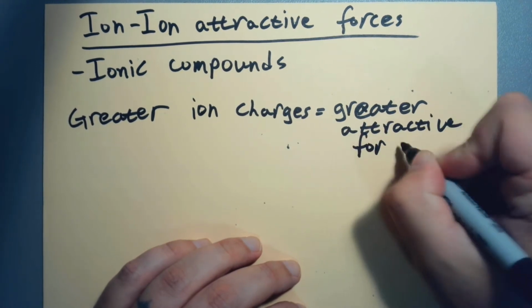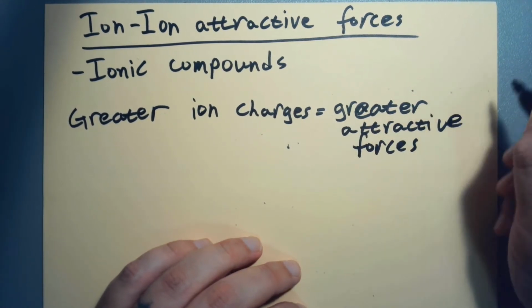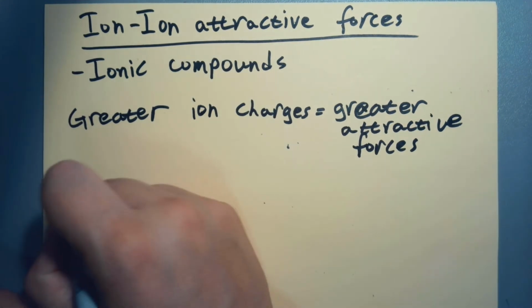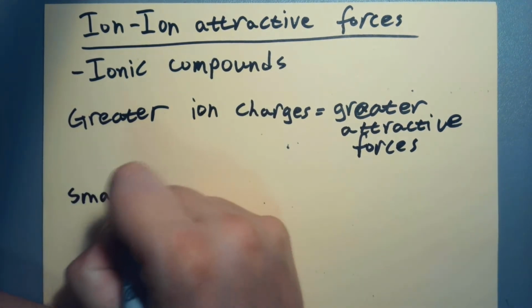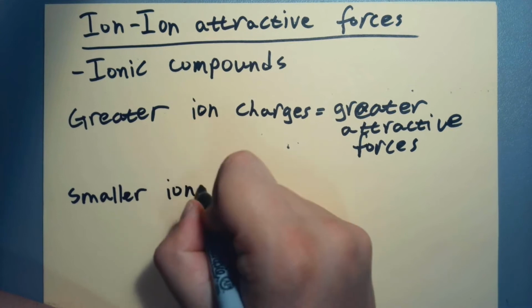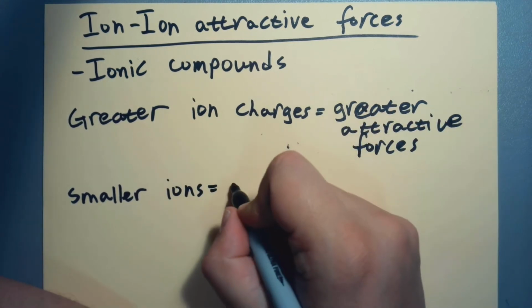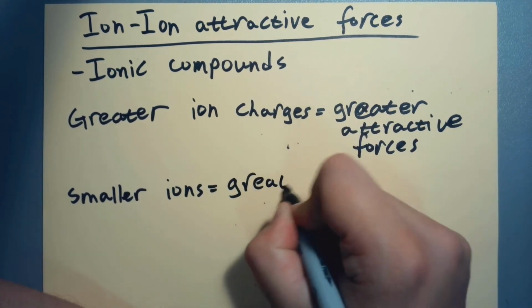And then the other tiebreaker is smaller ions, so that means they're closer together. That equals greater attractive forces. And we're going to do some examples with this.